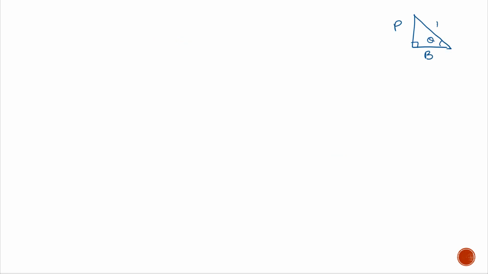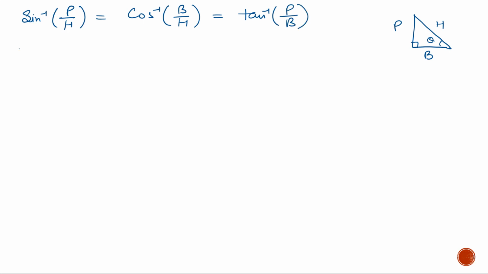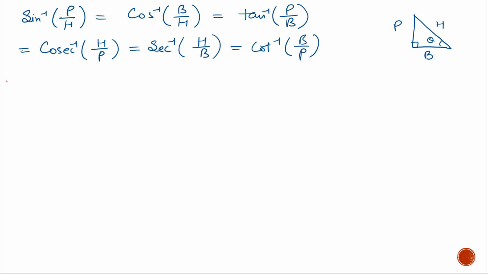When we talk about a right angle triangle, we know base, perpendicular, hypotenuse. Sine inverse P upon H equals cos inverse B upon H equals tan inverse P upon B equals cosec inverse H upon P equals sec inverse H upon B equals cot inverse B upon P.